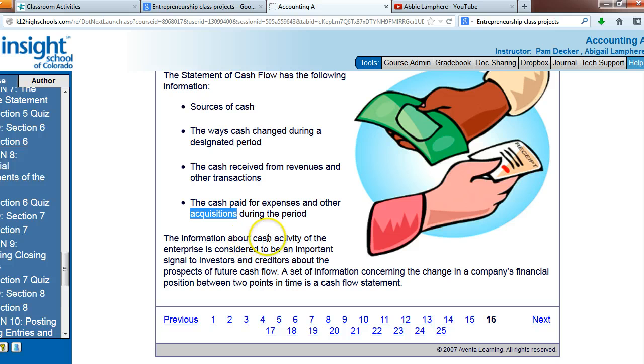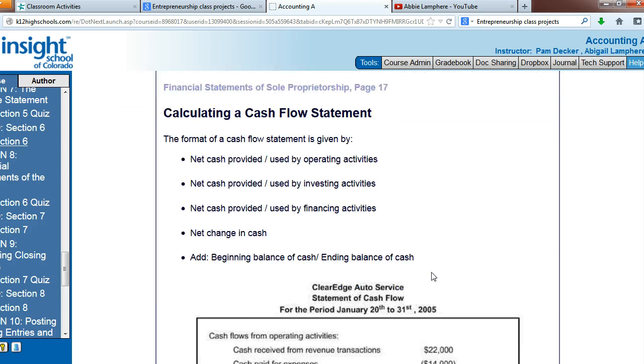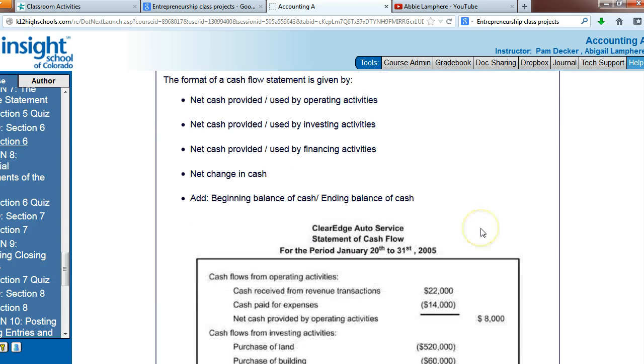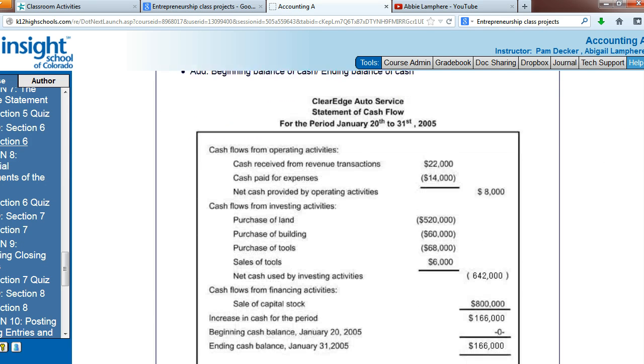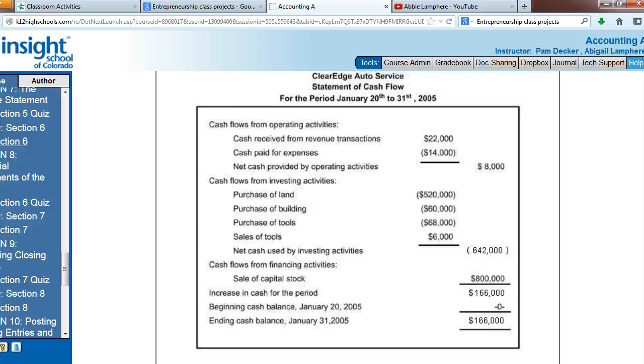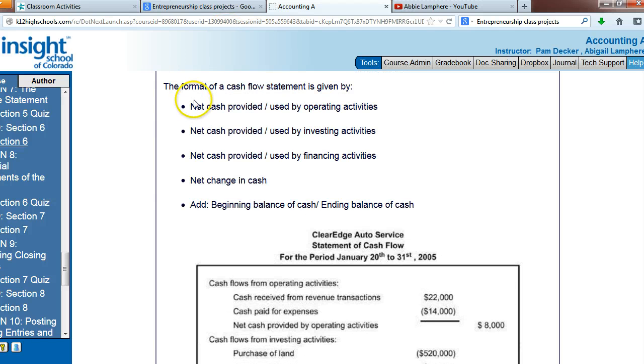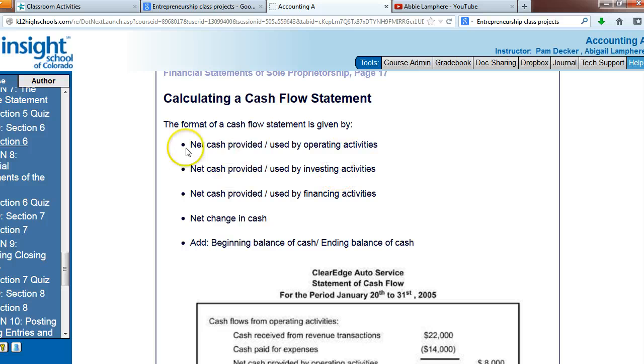The information about cash activity of the enterprise is considered to be an important signal to investors and creditors about the prospects of future cash flow. So by recording our cash flow, it helps to predict what they can expect in the future with this business. So calculating a cash flow statement, I'm not going to go into a lot of detail just because we don't have to prepare one of these ourselves, but just looking at some of your calculations here.